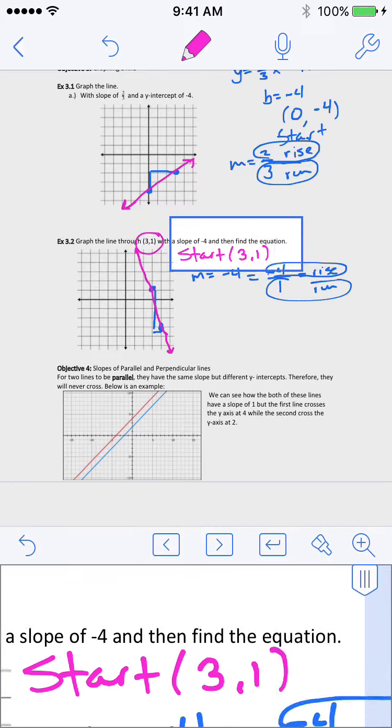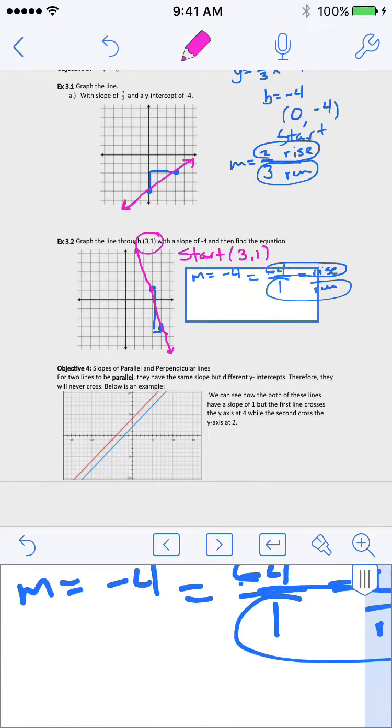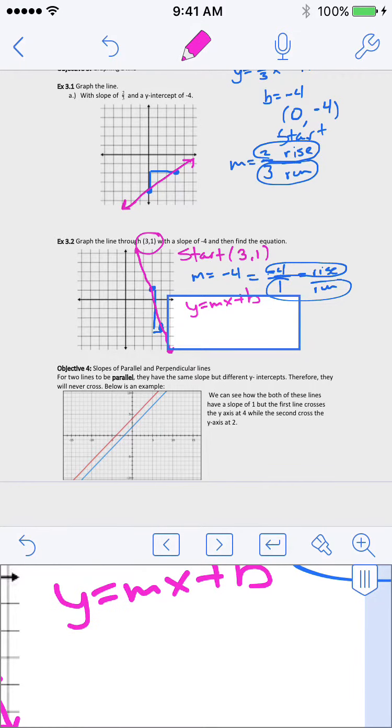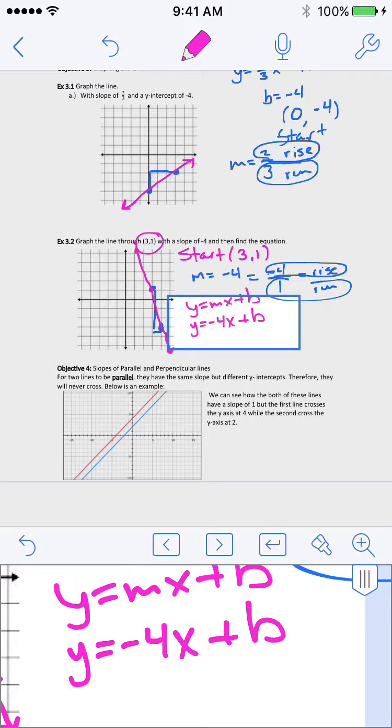We graphed the line, right? Now they need us to find the equation. Well, we can always start with y equals mx plus b, right? And then we just plug in what we know. We plug in that m and b. Well, we know m is equal to -4, right? We just used that to graph a whole bunch of times. And so we can plug that in.